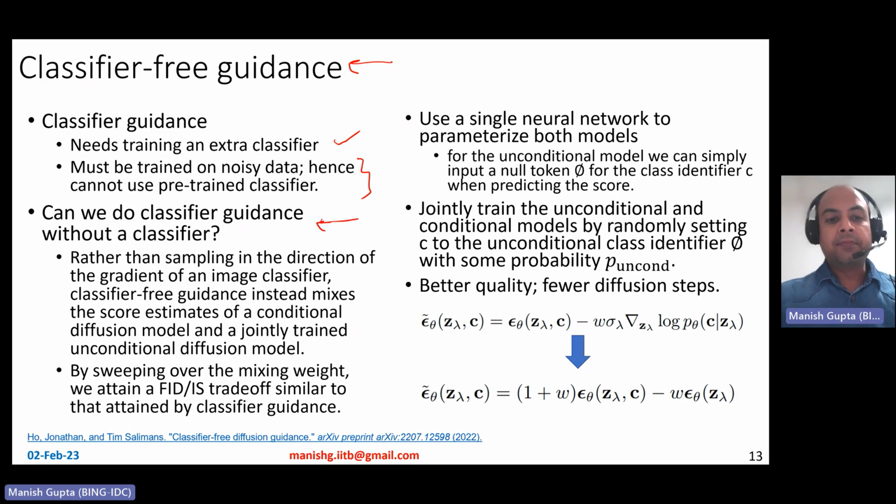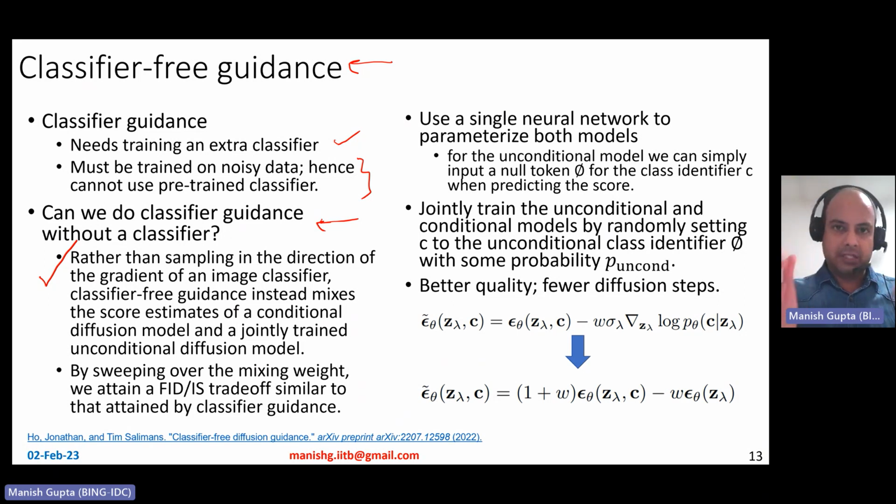Okay, so can I do that without a classifier? The idea that people came up with is this: rather than sampling in the direction of the gradient of an image classifier, how about I actually use the same model, and mix the score estimates of a conditional diffusion model and an unconditional diffusion model.